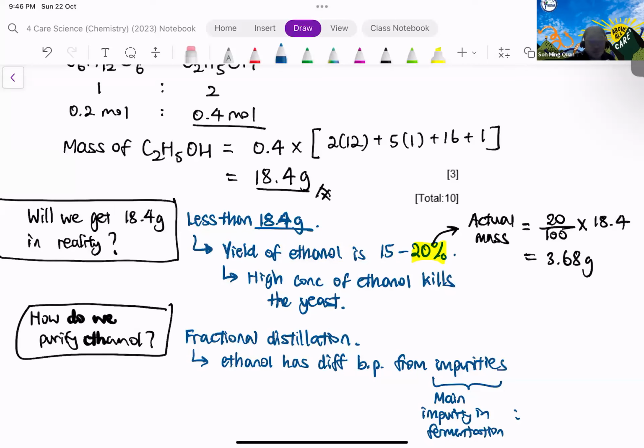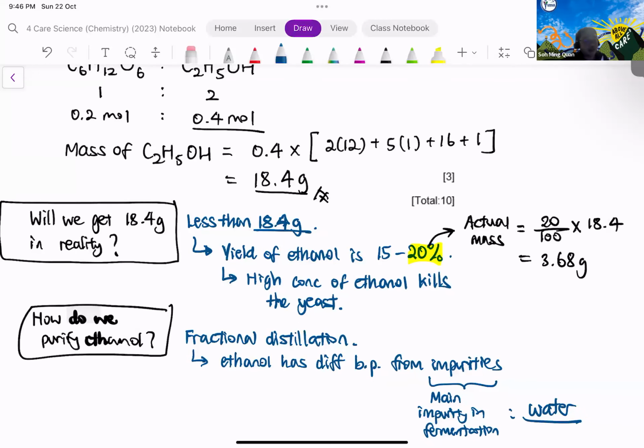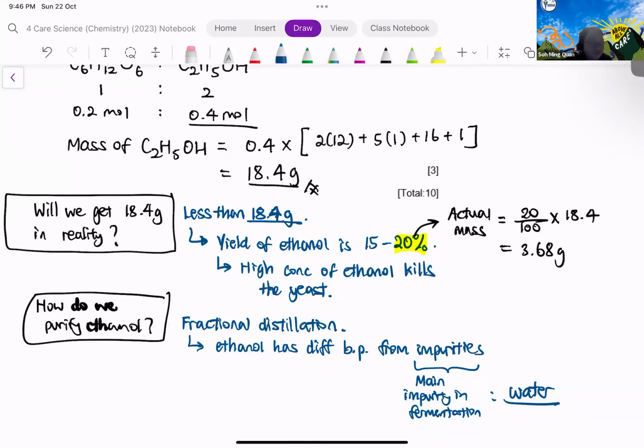You might think it's glucose, but the reality is no, it's not glucose because you dissolve glucose in water. So the main impurity in the ethanol is actually water. And that's why fractional distillation works very, very well. Ethanol boils at 78 degrees Celsius, water boils at 100 degrees Celsius. So it's quite clear. Ethanol has a different boiling point from water. Okay, and so that concludes question 8. I hope you have taken this down to ensure that you understand fermentation.